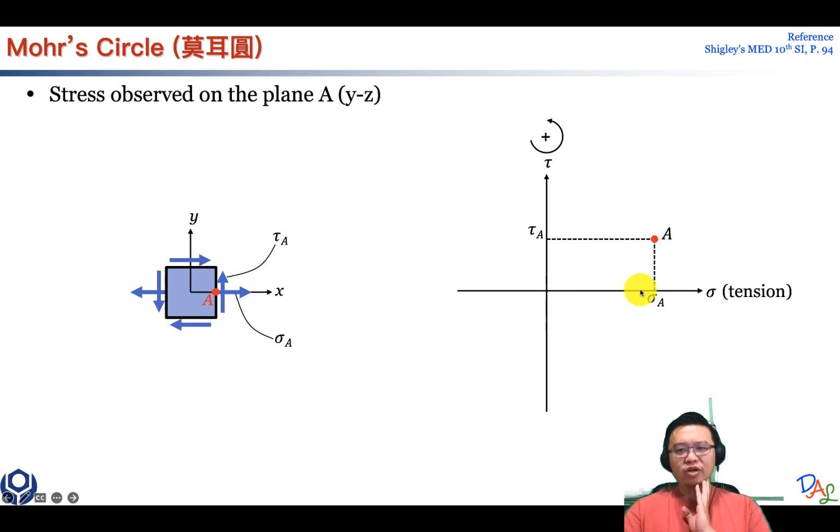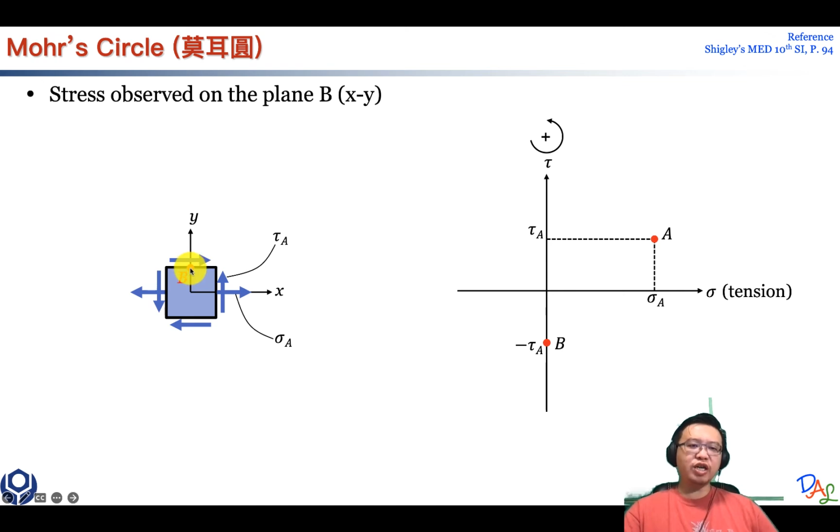On the horizontal component you have the magnitude of sigma A, and on the y component you have the magnitude of tau A. Just plot out the point based on how much stress and shear you have at the point. Okay, then you move on to another point right here on the top. I call this point B. So let's plot out B first.